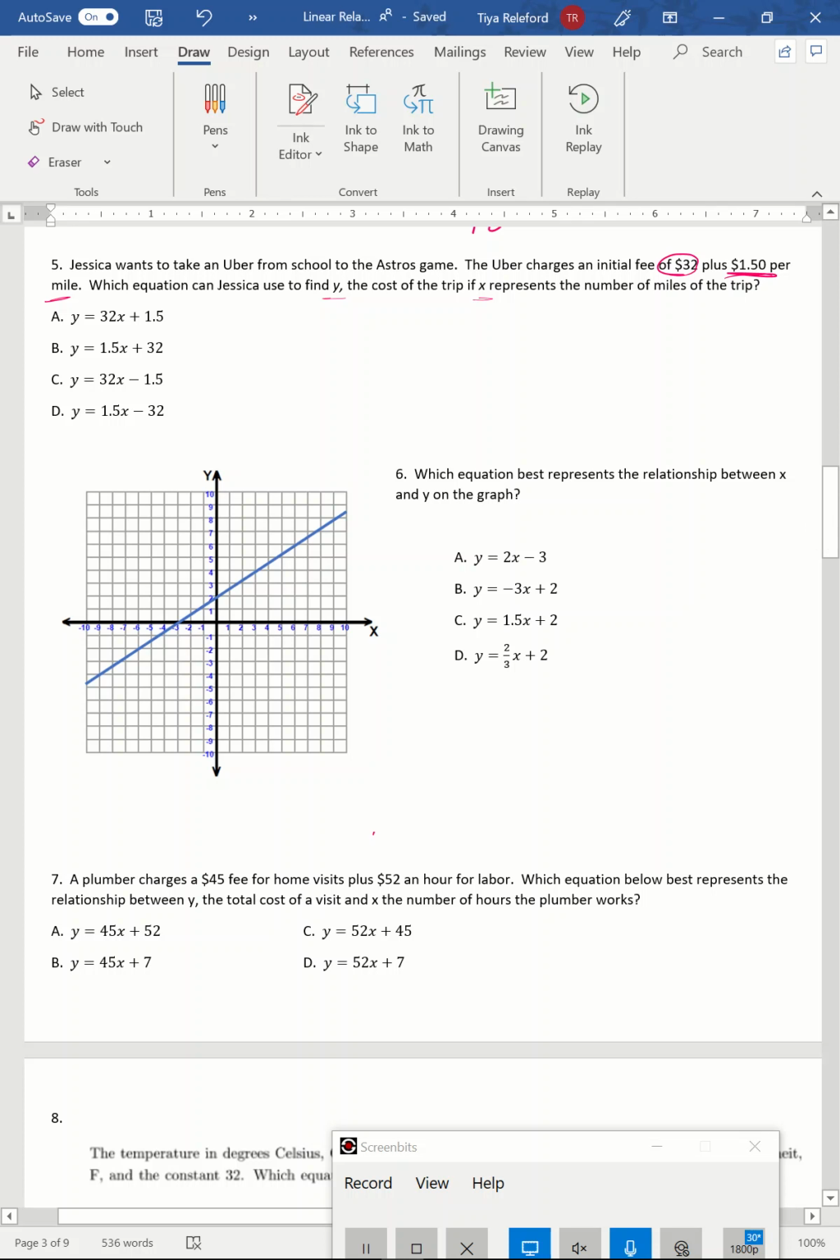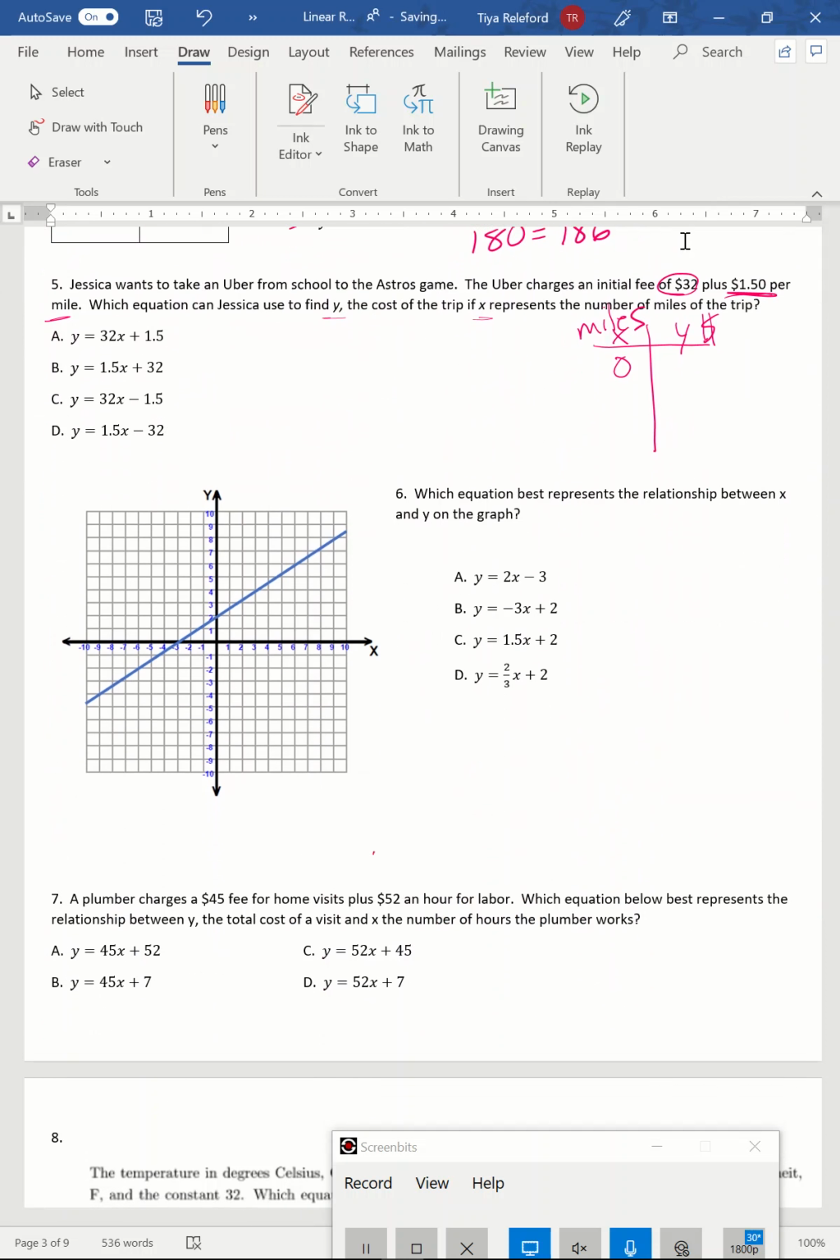So when we talk about y equals mx plus b, that b. So if x is miles and y is how many dollars? If she goes 0 miles, how much are they going to charge her? Oh, you think 0. But look, it says just to get in the Uber, they're going to charge her $32. So y is actually $32 before she goes any miles at all.